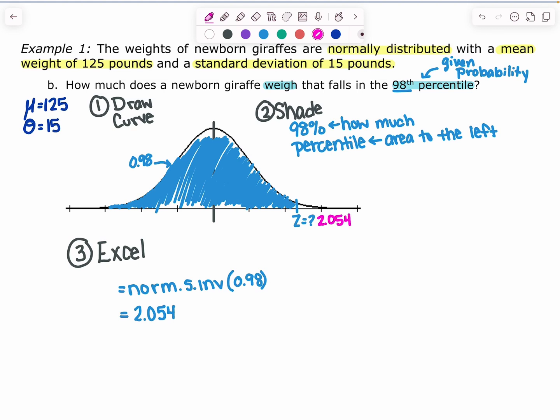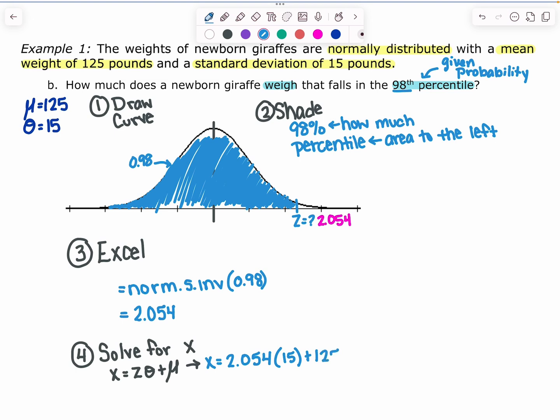So we can see it in the picture as well. And then the last thing we do is we plug it into our x equation. Oops. And I have another example right under this, so I know I'm running out of room. x equals 2.054 times 15 plus 125.